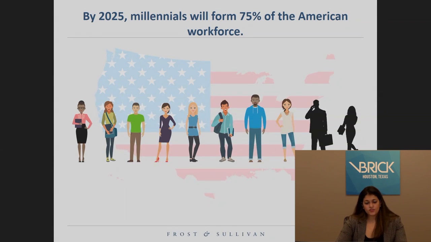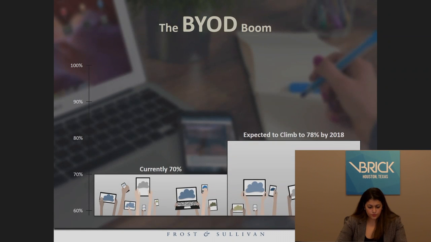The next big trend that we're seeing in the enterprise is the BYOD boom. So the continued proliferation of smartphones, tablets, and personal devices has been happening for a long time. And IT decision makers have grappled with what to do with it for a long time, but I think they finally came to the conclusion that they're going to be at a competitive disadvantage if they did not embrace the trend in some way. 70% of American enterprises supported BYOD in some form in 2014, and our research suggests that number is expected to climb to 78% by the end of 2018.